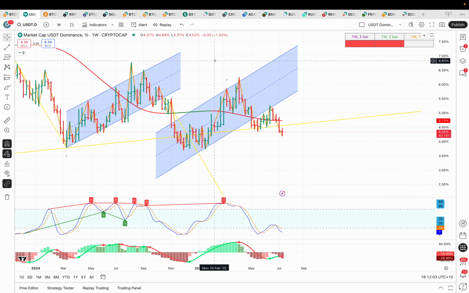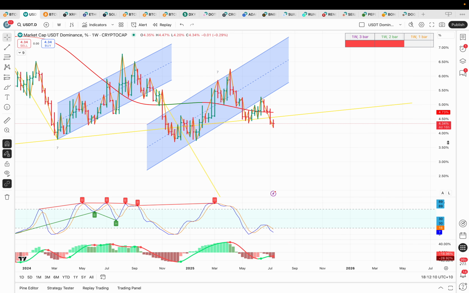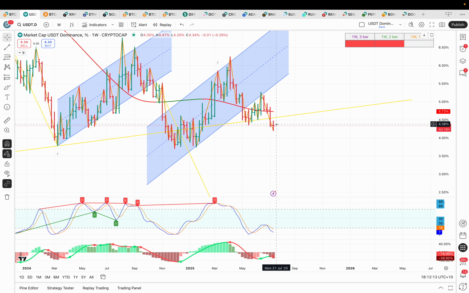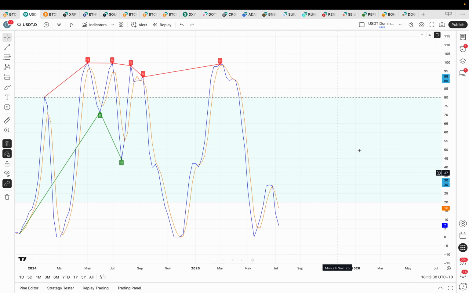You can see we have broken down from the wedge that I've been talking about, the rising wedge that I've been talking about for the last few weeks. We have now broken this trend line here, and we have closed a weekly candle below it. But one thing that I am suspicious of is the stochastic RSI is making a bullish divergence. And obviously, this is yet to be confirmed, because if this week can close somewhere nice and low at say 4% or 4.1%, we will invalidate this bullish divergence.